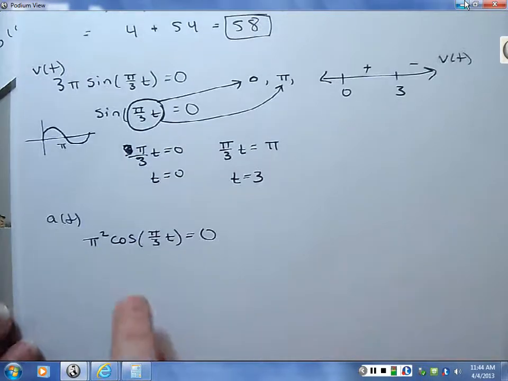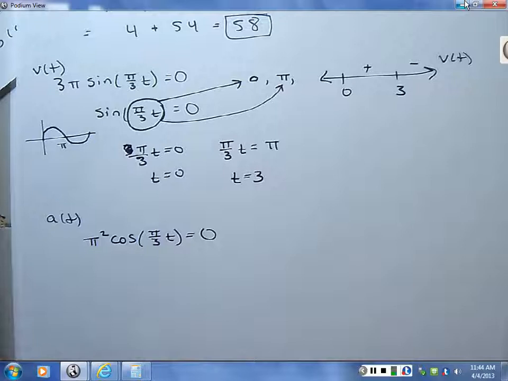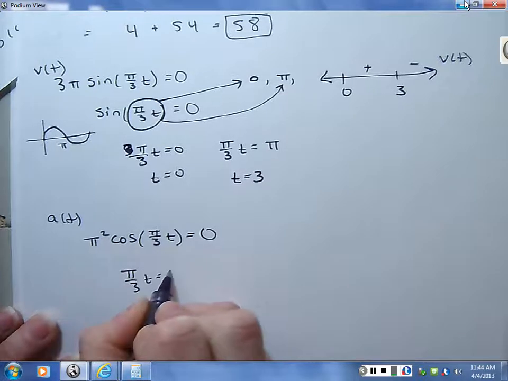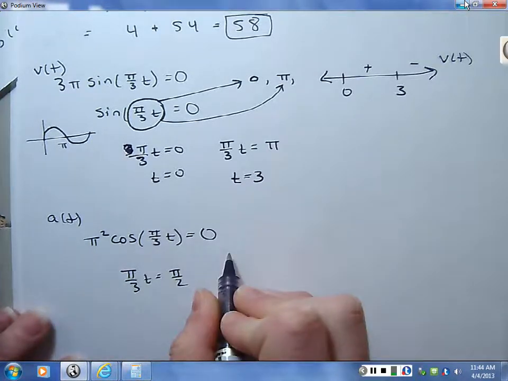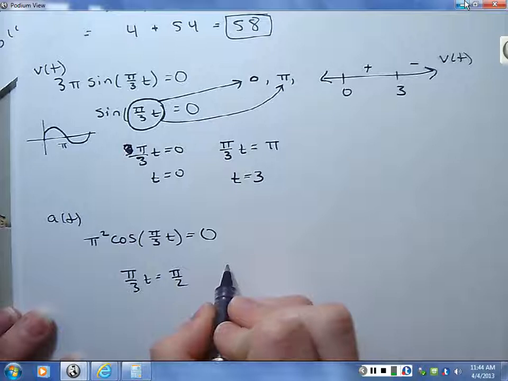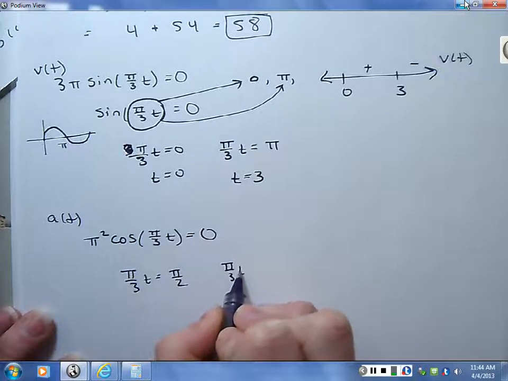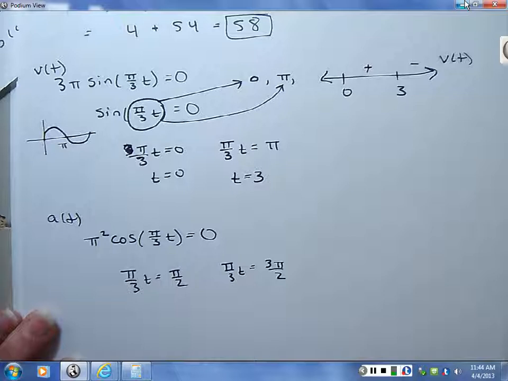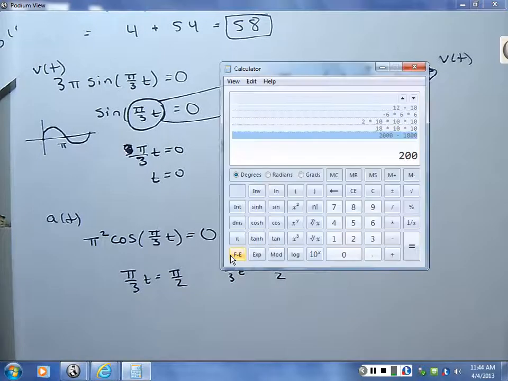So the acceleration, when does cosine of pi over 3 t equal 0? When does cosine equal 0? When pi over 3 t equals pi over 2, and anywhere else? Not in our interval, right? Because our interval is only from 0 to 5.5. So what is 3 pi over 2?